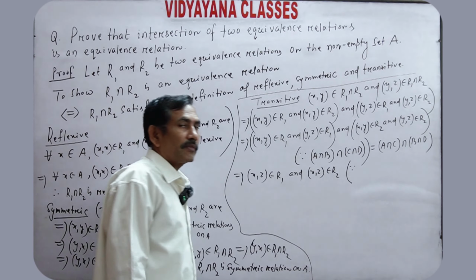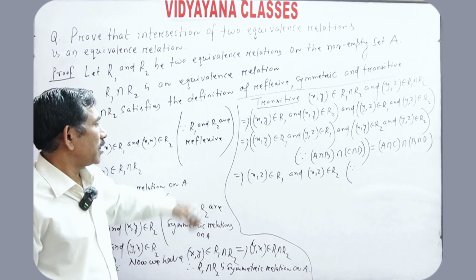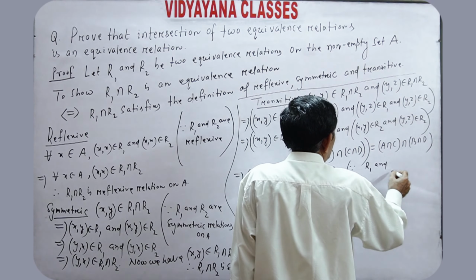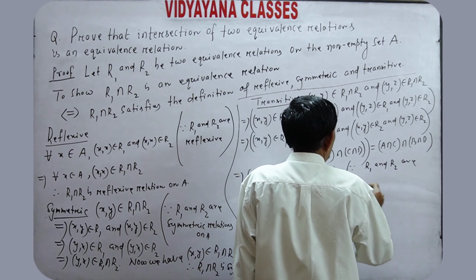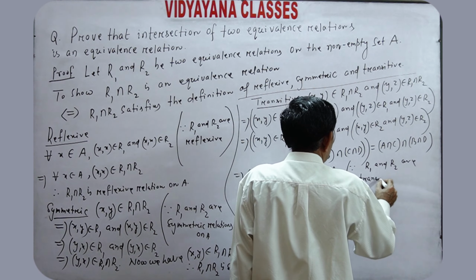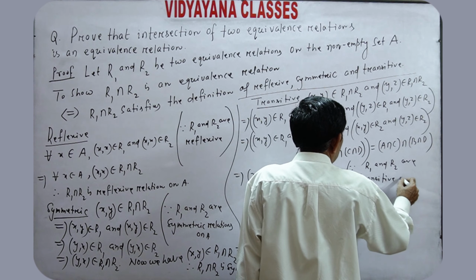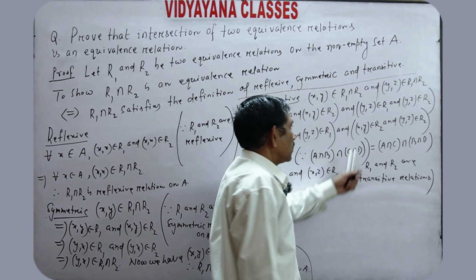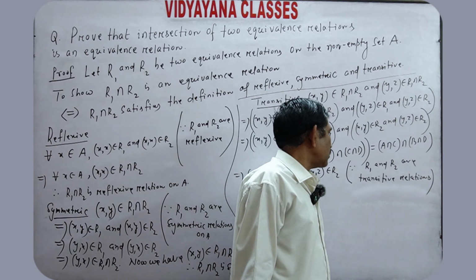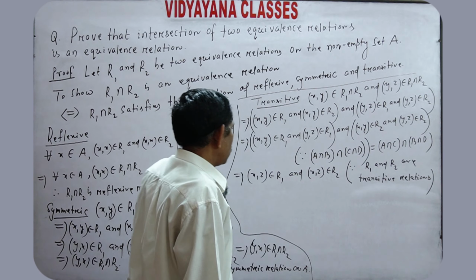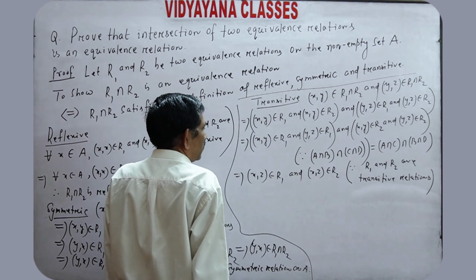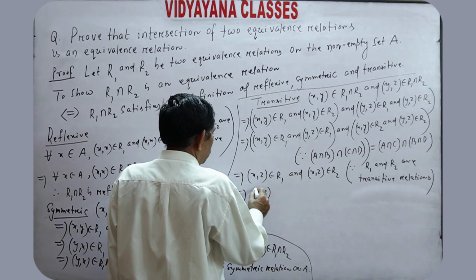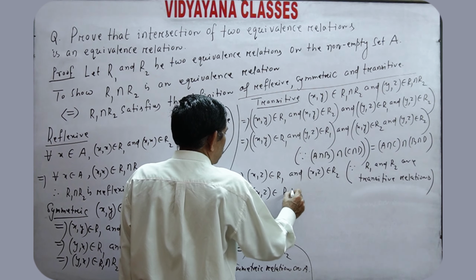Since R1 and R2 are equivalence relations, R1 and R2 are transitive relations. X to Y, Y to Z, that is X to Z. XZ belongs to R1 and XZ belongs to R2. By the definition of intersection, XZ belongs to R1 intersection R2.